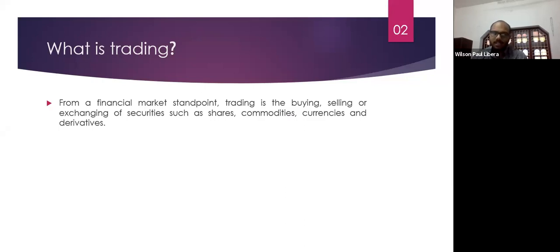A thing is called a derivative when its price is derived from the price of something else. For example, let us take this example which one of my friends told in a recent seminar. He told about coconut oil. The coconut oil price is derived from the price of coconut. So the price of coconut oil is a derivative of the price of coconut. So it is called a derivative.